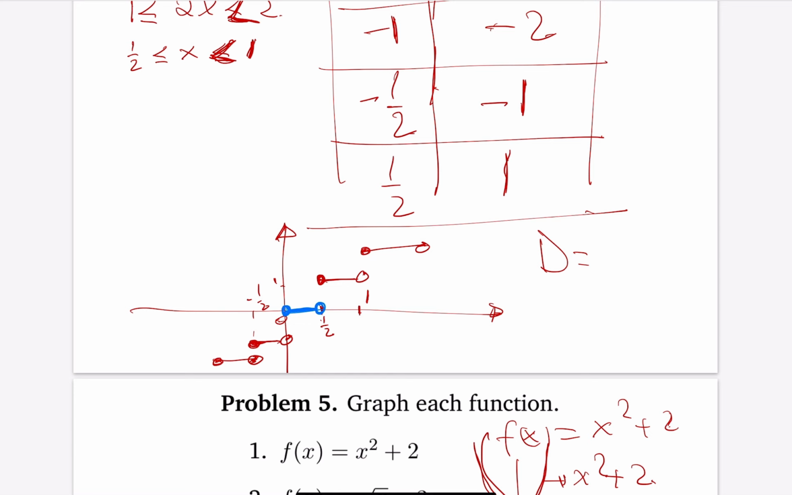Any number you pick, it will be R. Okay? Why? Because here is open, but also here at the same time is closed. That's why it has to be closed. The domain is negative infinity and infinity.